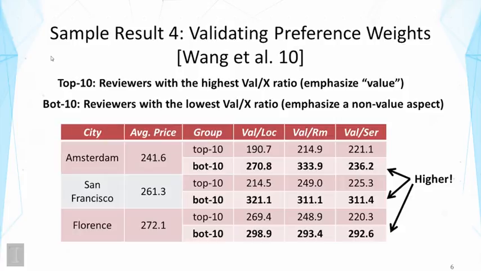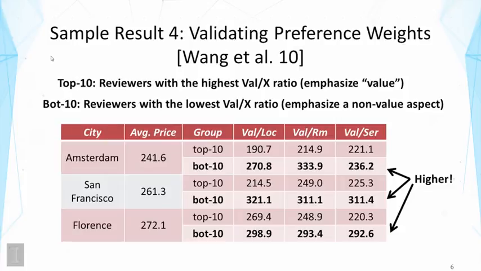The bottom 10, on the other hand, are the reviewers that have the lowest ratio. What does that mean? Well, that means these reviewers have put higher weights on other aspects than value. So those are people that cared about another dimension, and they didn't care so much about value, at least as compared with the top 10 group. Now, these ratios are computed based on the inferred weights from the model. So now you can see the average prices of hotels favored by top 10 reviewers are indeed much cheaper than those that are favored by the bottom 10.